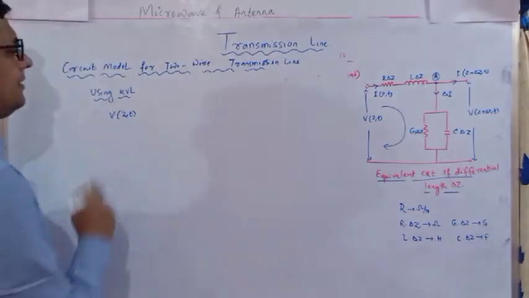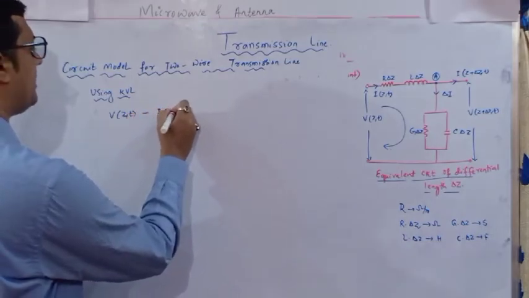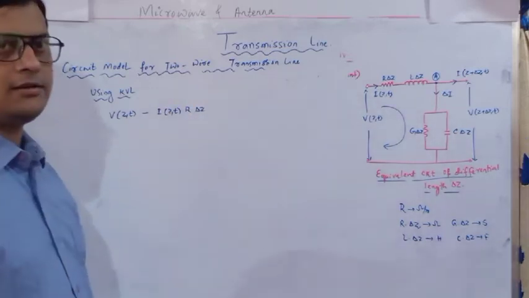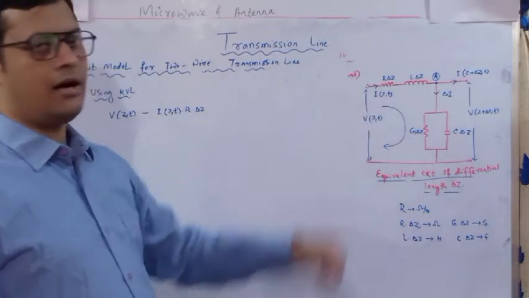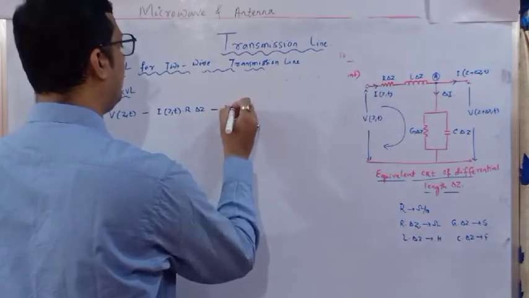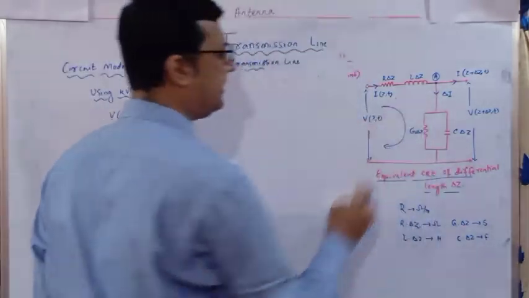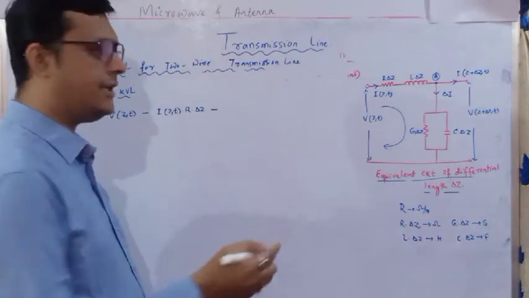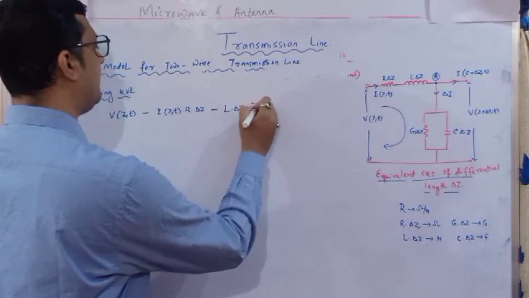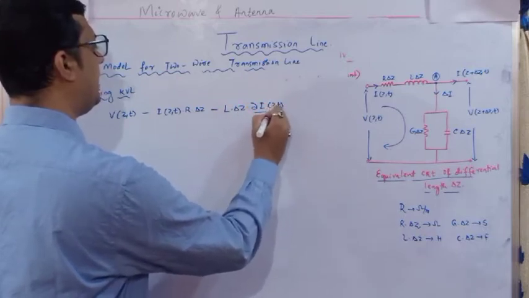So V of Z comma T minus I of Z comma T R into del Z, because the potential drop across resistance is I into R. Then minus L into del Z. So the potential drop across inductance is L into di by dt. So here I will write L del Z del I of Z comma T by del T.